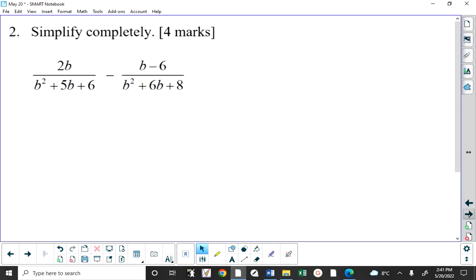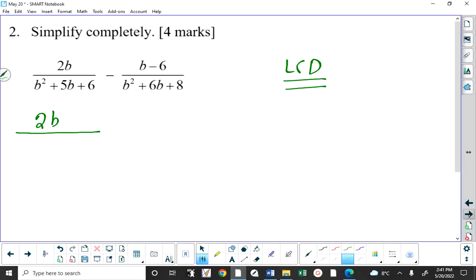So we're subtracting rational expressions, which means we need to determine the lowest common denominator. We need to determine a denominator that we can convert both of these denominators to. But you cannot identify a lowest common denominator in most cases, and this is one of them, without factoring everything completely. So b squared plus 5b plus 6 factors into b plus 3, b plus 2, because 3 times 2 gives you the 6, and 3 plus 2 gives you the 5.